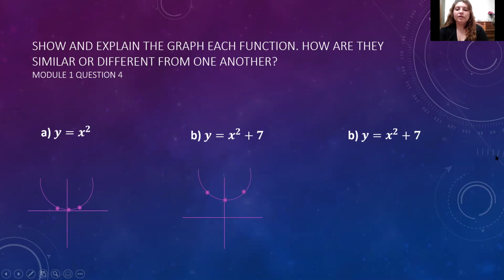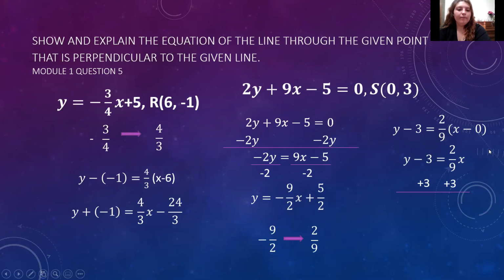And then for part C here, this is supposed to say -7. And so if it was going to be a -7, then we're going to go down. So basically, the only difference between them is that our y-intercept has changed, and therefore it's going to determine where that origin is placed on our graph.